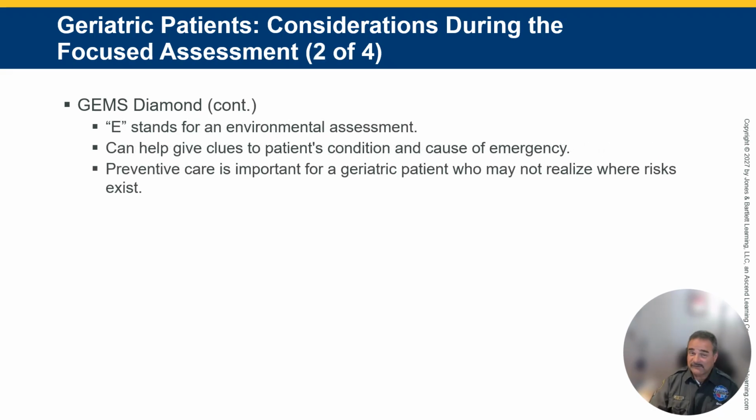The E stands for the environment assessment. Look and see if there's anything that would cause an emergency, slip and falls, that kind of stuff. See if there's plenty of food in the refrigerator, if the temperature is good, if it's clean, those kinds of things. These are things that we're going to pick up to see how well our patient is living in their environment, and it helps us a lot. It gives us clues that lead us to the patient's conditions.